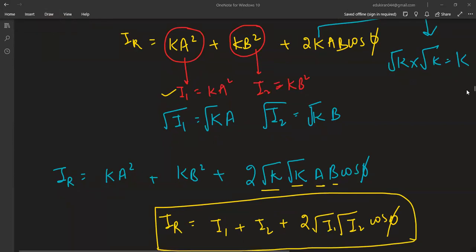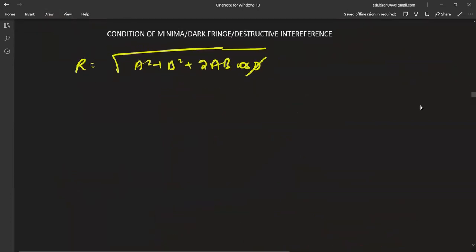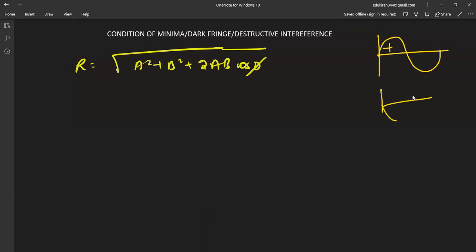Okay, class. Now starting with the conditions. So conditions of minima. Minima means destructive interference. Destructive interference means when one crest and one trough are coinciding. This gives you minima, that is, dark fringes are obtained. So this is the condition of I minimum, where your cos phi will be equal to -1.